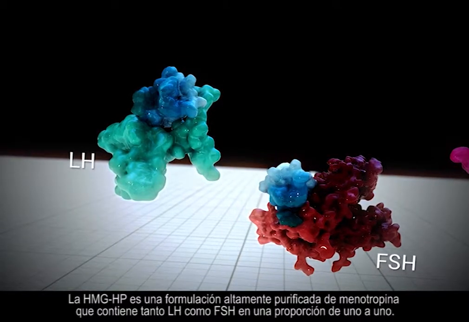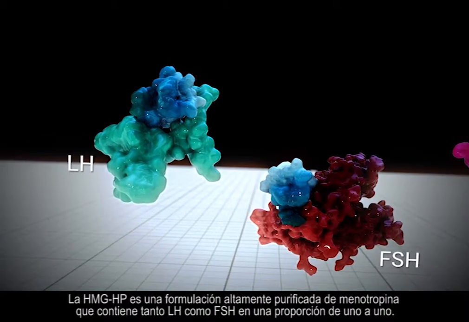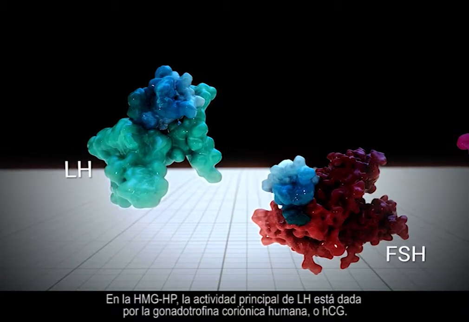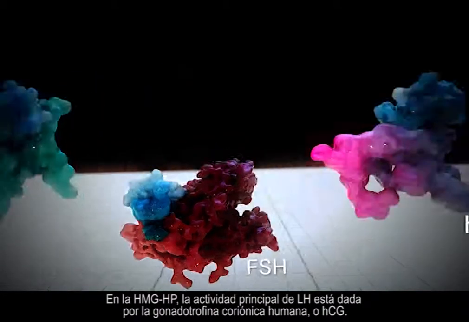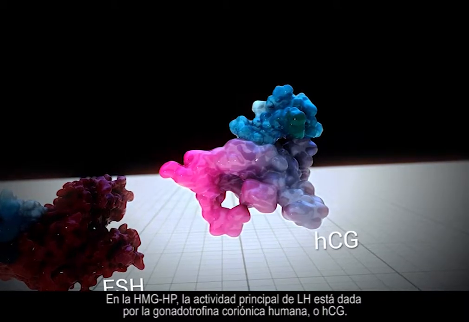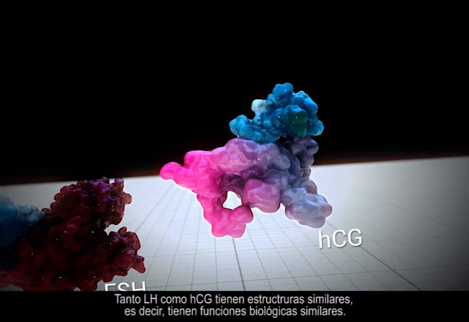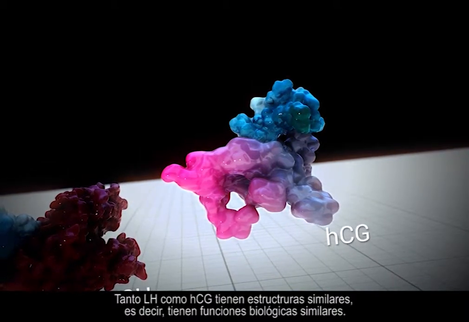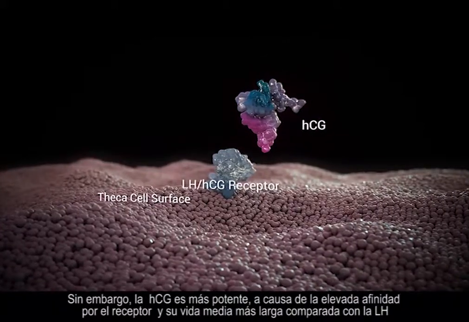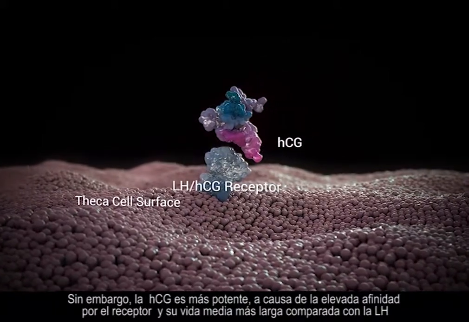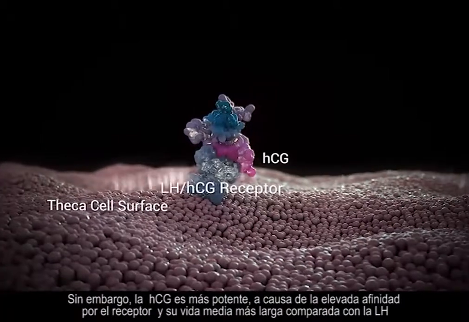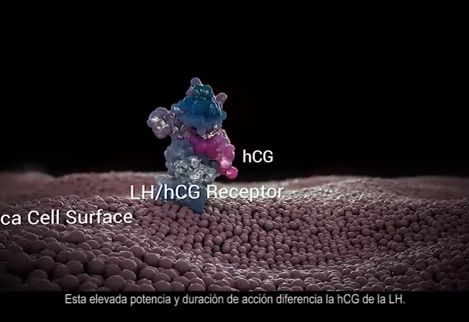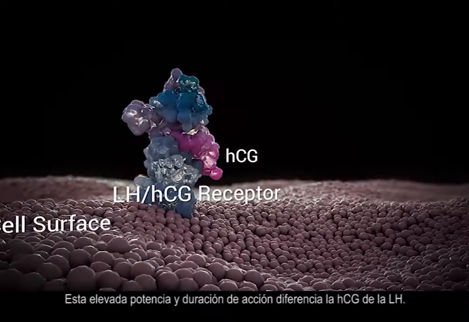HP-HMG is a highly purified menotropin formulation that delivers both LH and FSH in a 1-to-1 ratio. In HP-HMG, the principal activity of LH is provided by human chorionic gonadotropin, or HCG. Both LH and HCG have similar structures, meaning that they have similar biological functions. However, HCG is more potent because of its higher binding affinity and a longer circulatory half-life compared with endogenous LH. This increased potency and duration of action distinguishes endogenous LH from HCG.